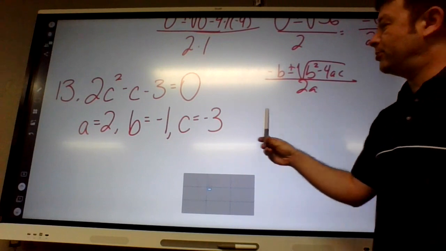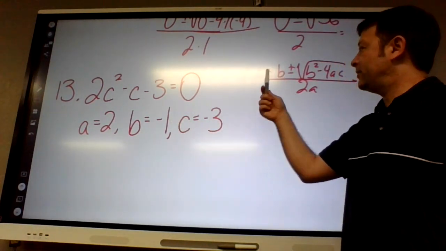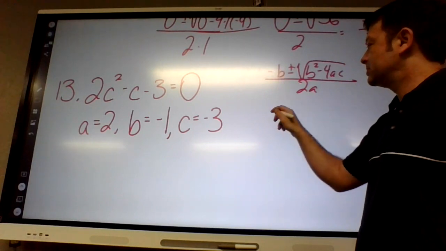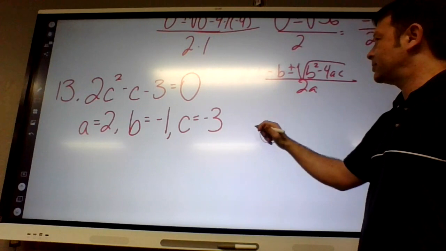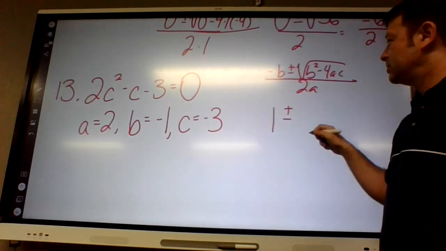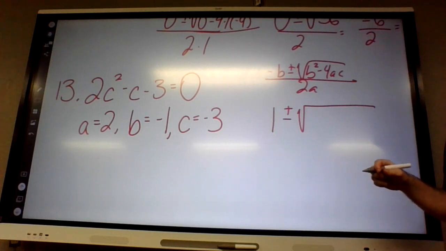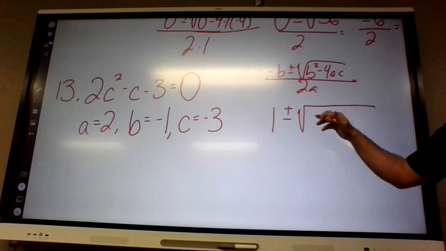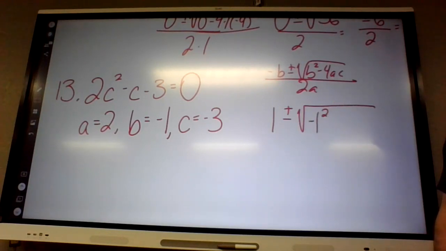Okay, so what's going to happen when I put the b value in? Negative b value, what would that be? 1. Right, it's negative negative 1, which is positive 1. Plus or minus. Okay, here's where a lot of people get problems wrong. So is everybody listening? The juniors screw up on this a lot. If I did this, it would be wrong. You have to add parentheses.